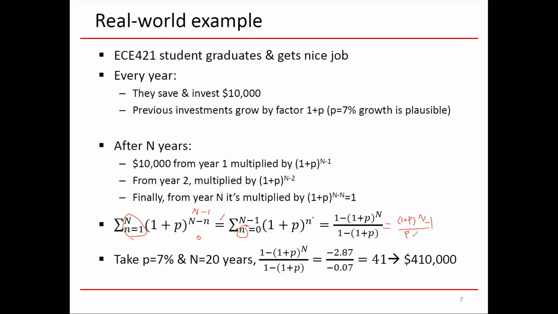After 20 years, 1 plus p, again, 7% might be plausible. 1.07 to the power of 20 is approximately 4. So I took 7%, I took 20 years, and I calculated 2.87 divided by 0.07. Again, you could add negative signs to both the numerator and denominator. I got approximately 41. 41 times $10,000 is approximately $410,000. So that'll be it. Real world example, what you can do after you complete the course and graduate, and we'll continue with the next module on background next time.